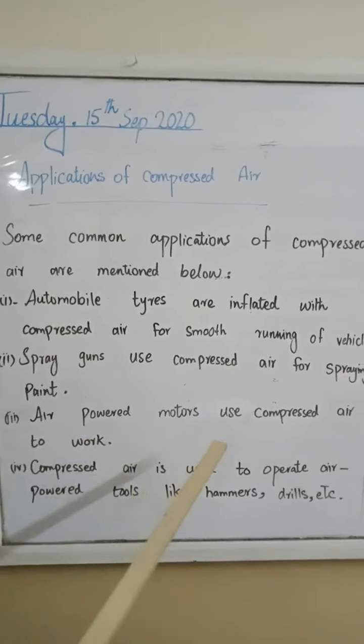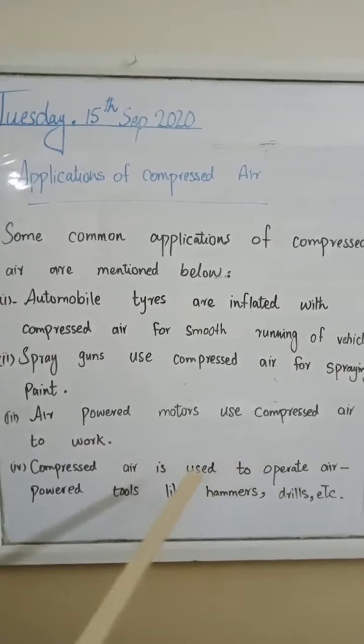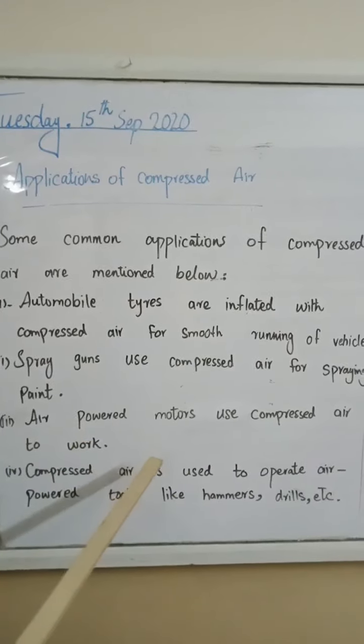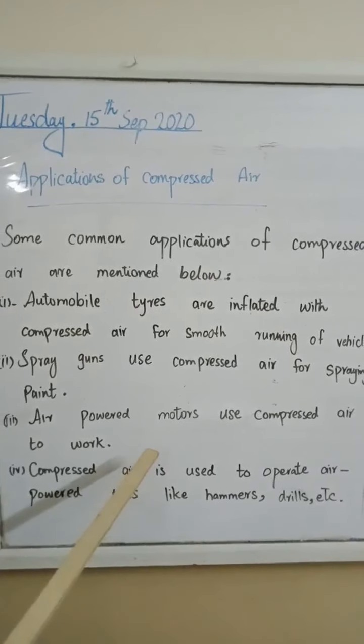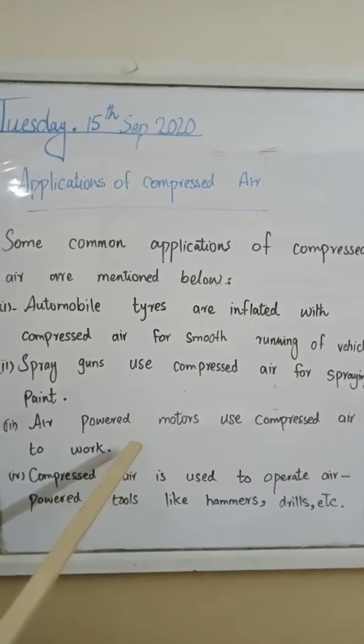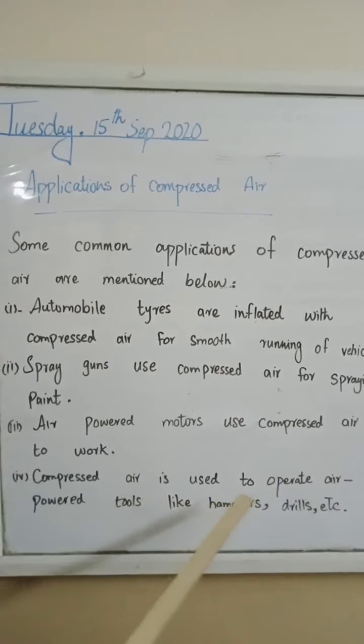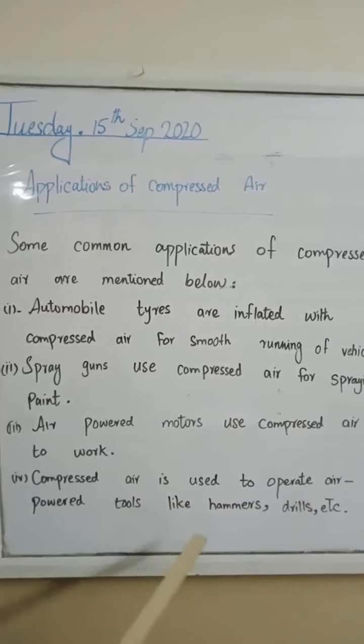Air-powered motors use compressed air to work. Such types of air-powered motors are used in places where it is not safe to use electric motors. Compressed air is used to operate air-powered tools like hammers and drills.